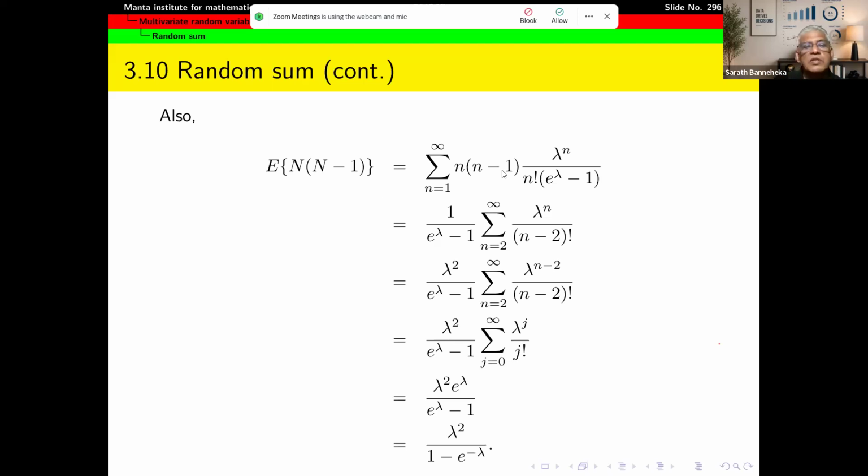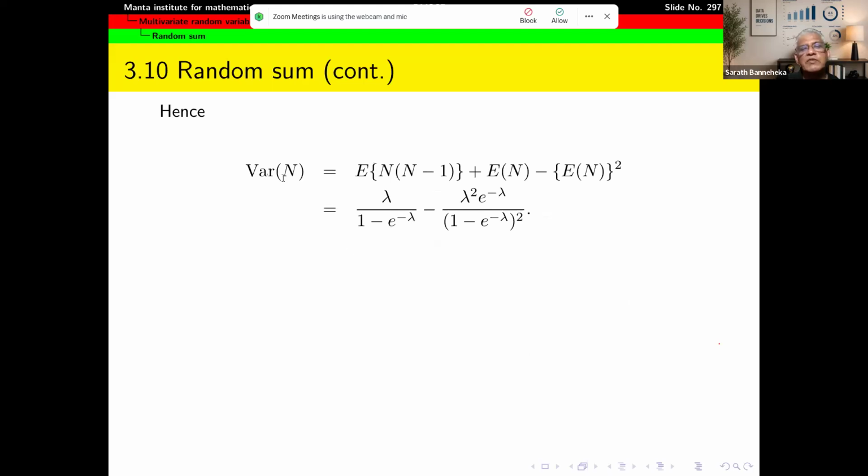So this is equal to the sum of N times N minus 1 times the mass function of the truncated Poisson. Notice here N goes from 0 to infinity. When N times N minus 1 cancels out some terms with the factorial N, you are left with this one. Now if you take lambda square out of this, you get this expression. If you consider N minus 2 as a new summation variable j, you get this expression, and this is the same as e to the power lambda. So you get this expression for the expected value of N times N minus 1.